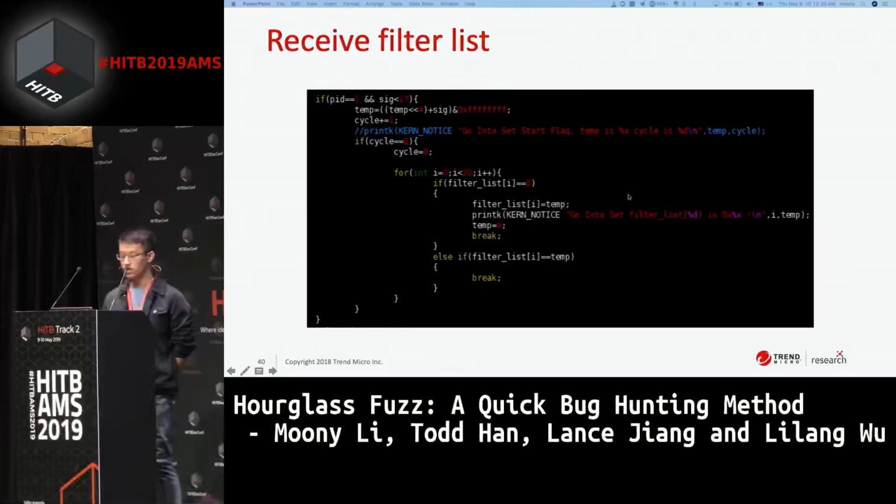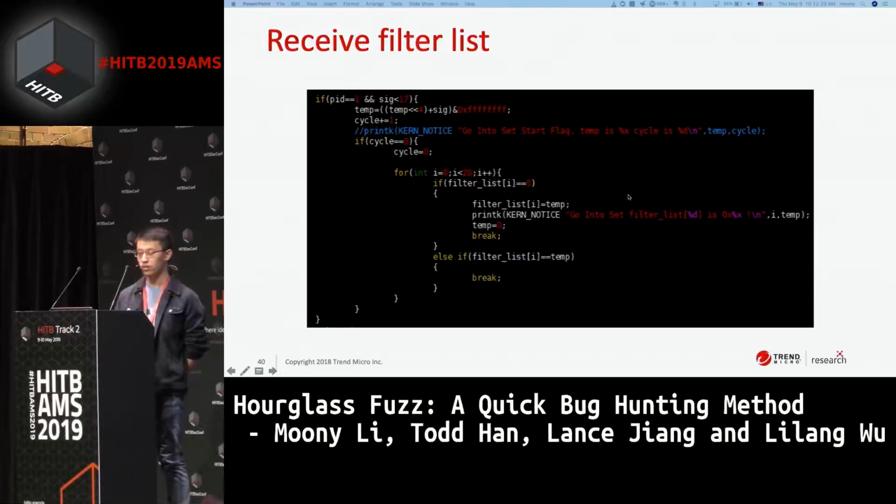Then the filter list information is received in the kernel, as shown in the figure. Since the signal only transmits 4 bits each time, if you want to transfer 32 bits, you need to receive 8 times, so that it can transfer the command code of the IOCTL function that you want to filter to the kernel.